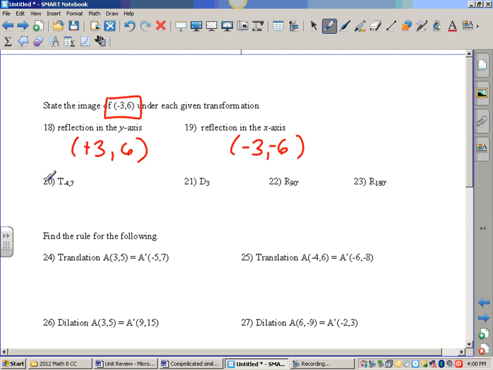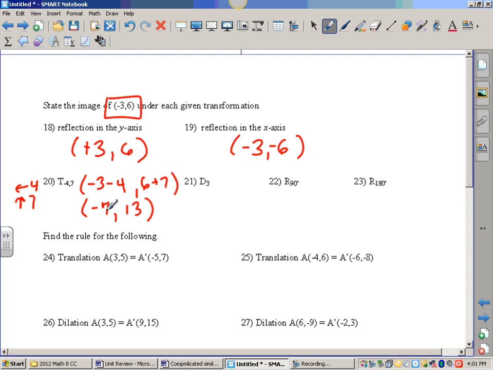Capital T, translate, picking it up and moving it. T(-4, 7) means left 4, up 7, except you don't have graph paper, but that's no big deal. You're going to take your coordinate, which is -3, 6. What are you going to do to it? Well, -4 comes first. You're subtracting 4. +7 comes second. You're adding 7. Careful with your signs. They're on the same team, so they're going to stay negative. Add them up to get -7. And then 6 + 7 is 13.